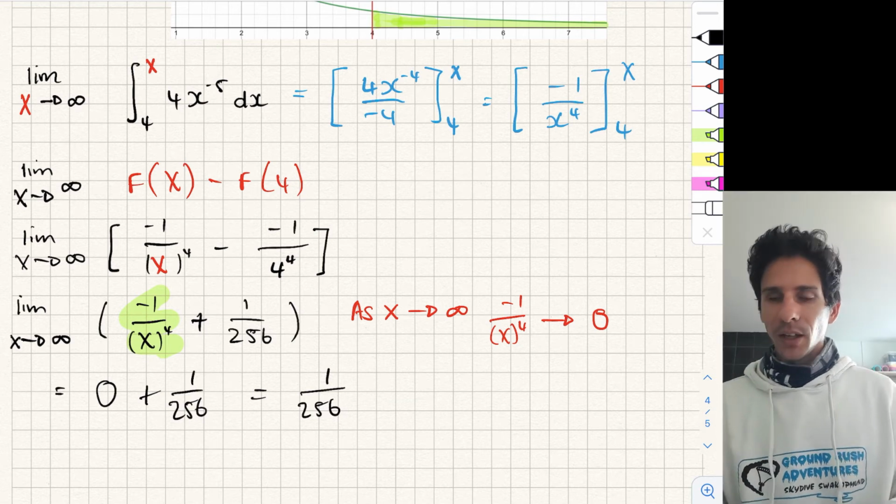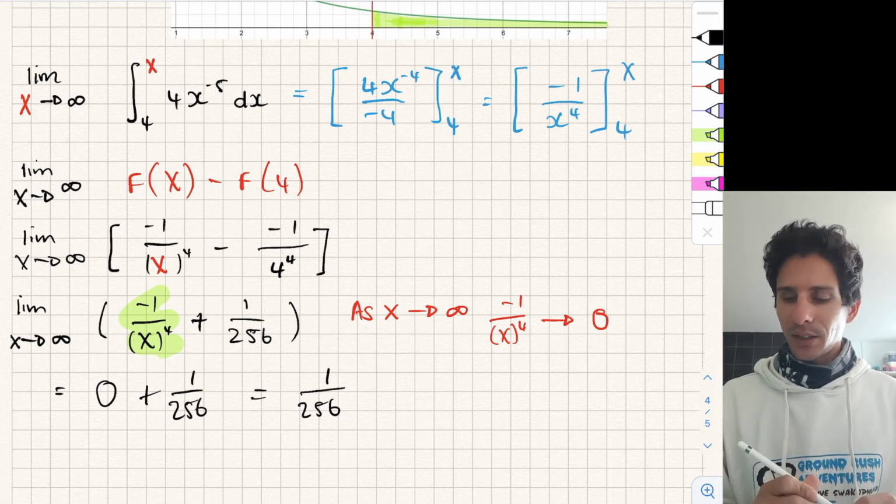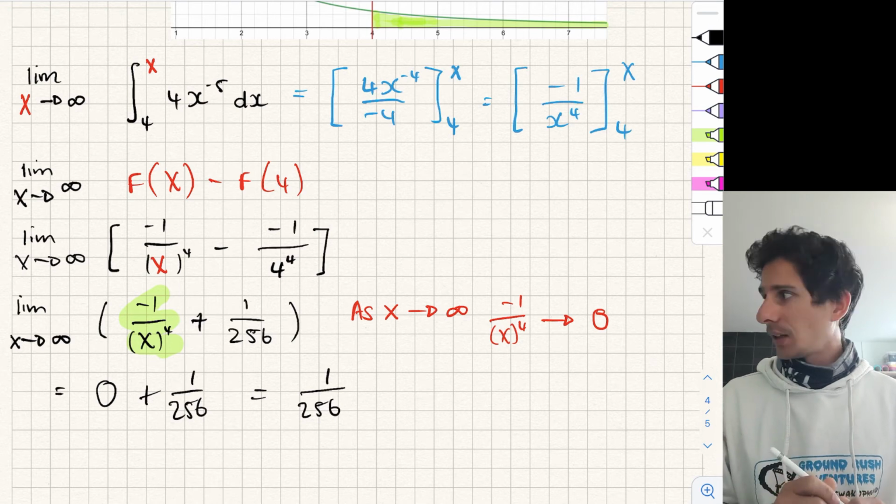So this was a nice one where things are defined. There's a defined area.